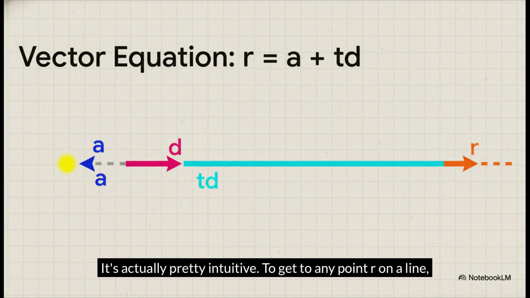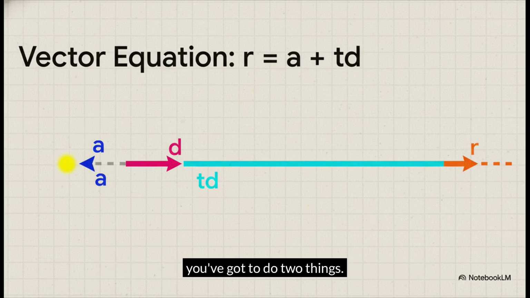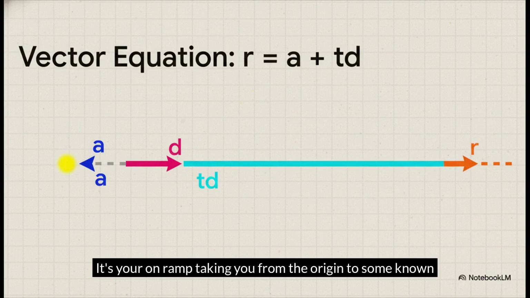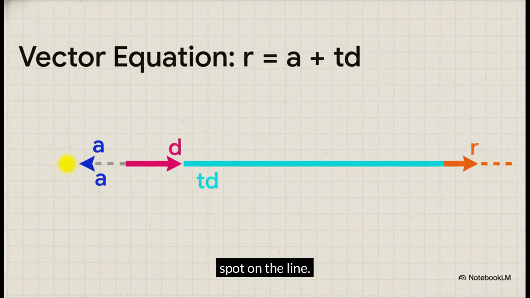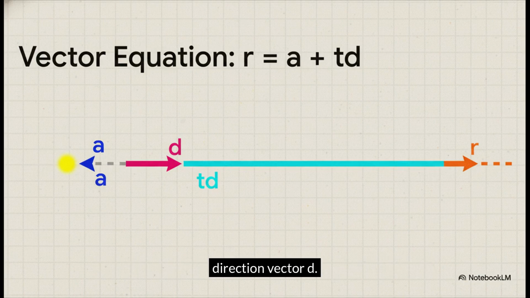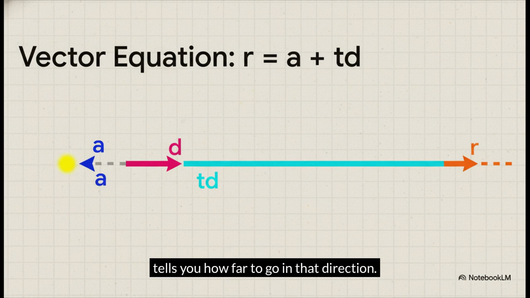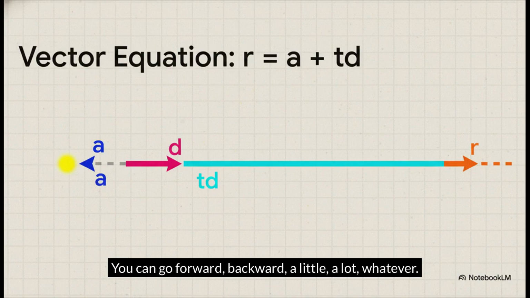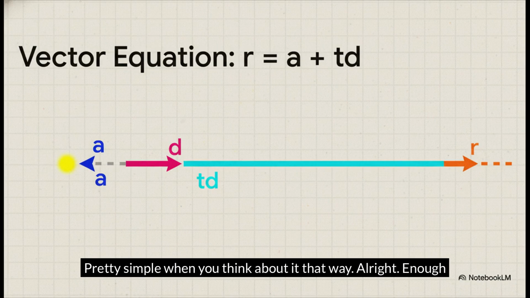To get to any point R on a line, you've got to do 2 things. First, you need to actually get on the line. That's what vector A does. It's your on-ramp, taking you from the origin to some known spot on the line. Then, once you're on it, you just travel along it. That's your direction vector D. The T is just a scalar, a number that tells you how far to go in that direction. You can go forward, backward, a little, a lot, whatever. So A gets you there, and T times D moves you around. Pretty simple when you think about it that way.